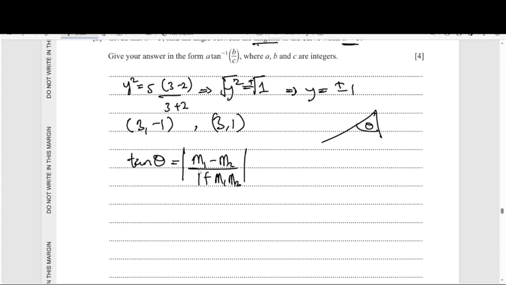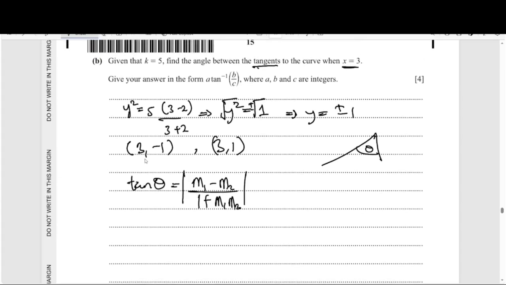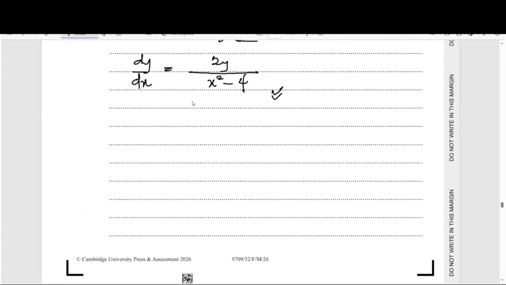So we need to find m1 and m2, the gradients of the two tangents. We know that at x equal to 3 there are two tangencies. One is (3, -1) and the other one is (3, +1). So we need to find the gradient of the two tangents. One of them is m1, the other is m2. So all we need to do is substitute (3, -1) and (3, +1) into the differential that we found in part A, which is 2y over x squared minus 4.